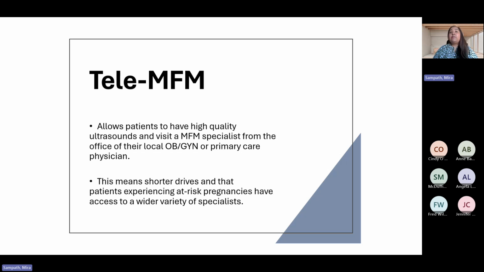One, of course, shorter drives and those that are experiencing at-risk pregnancies have access to a wider variety of specialists, like we mentioned. But also, I think there's a level of comfort in there, right? So oftentimes, patients have to seek out this care. It can be kind of worrying for them, right? Knowing that they're a high-risk pregnancy. So I think being able to visit that specialist from the office of the provider that you're already familiar with provides an additional sense of comfort and safety, and may encourage them to seek out that care and commit to having those appointments regularly, right? If you're able to have a safe, private environment where you can do those visits. So there are multiple benefits to this that I think can be really helpful for expectant parents.